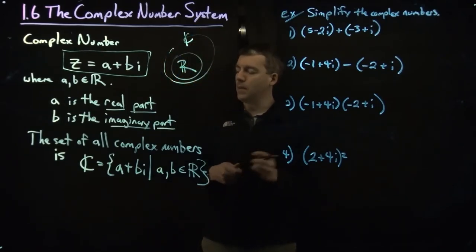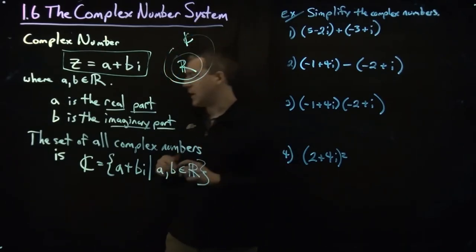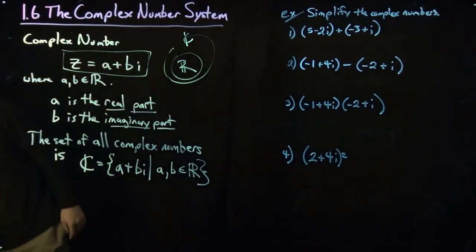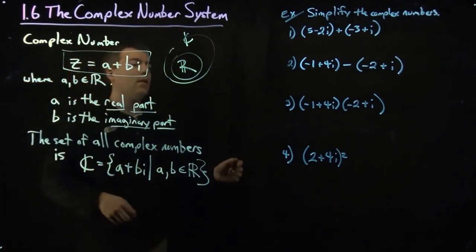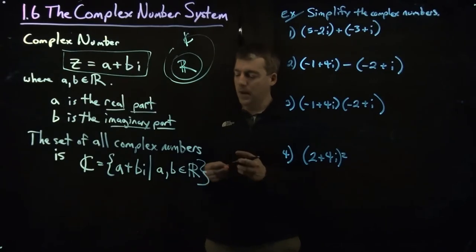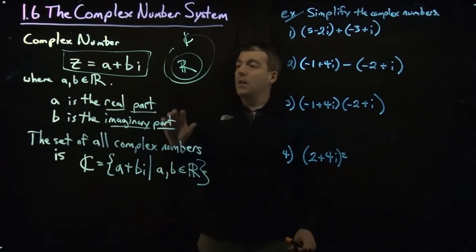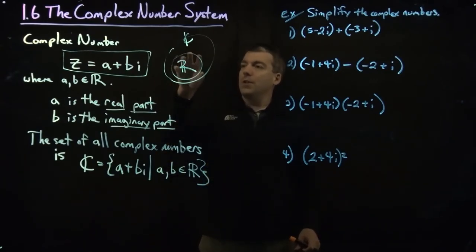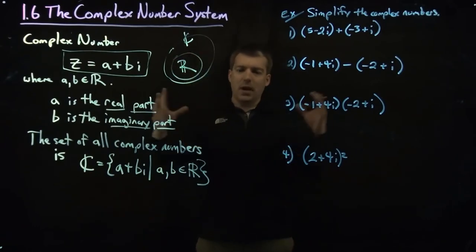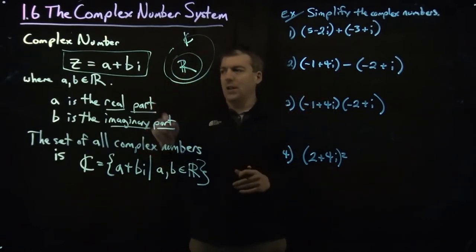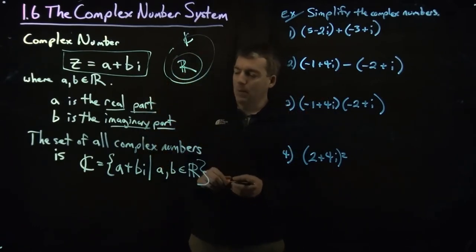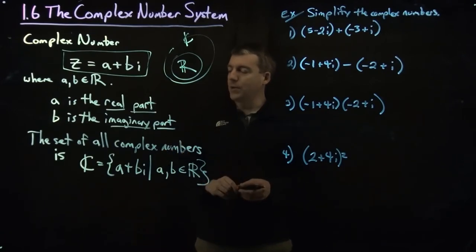All right, let me find a better pen real quick. Okay. So the real numbers are a subset of the complex numbers. So this is, in a sense, a larger set. It will allow us to do a little bit more with quadratics. Okay.